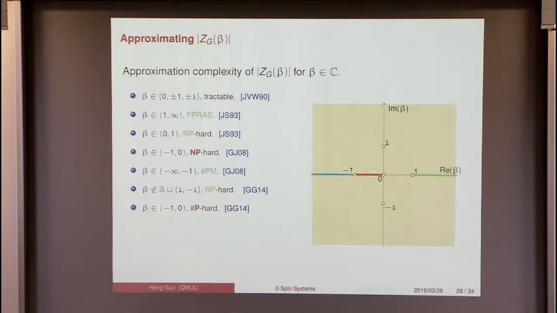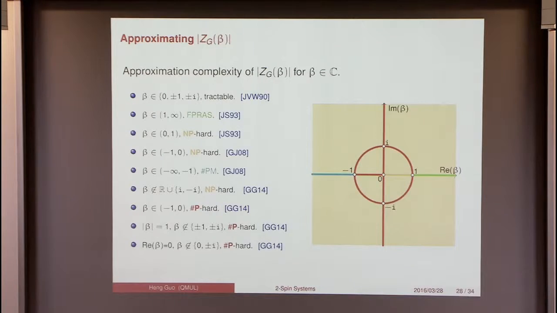Okay, so based on this, we do reductions to other points. For example, for the points of interest, the roots of unity, and more generally any beta that has norm 1 on this unit circle, they are all #P-hard. And from that, we can show that everything on the imaginary axis is #P-hard. And for most points, at least half of the points, it's #P-hard.